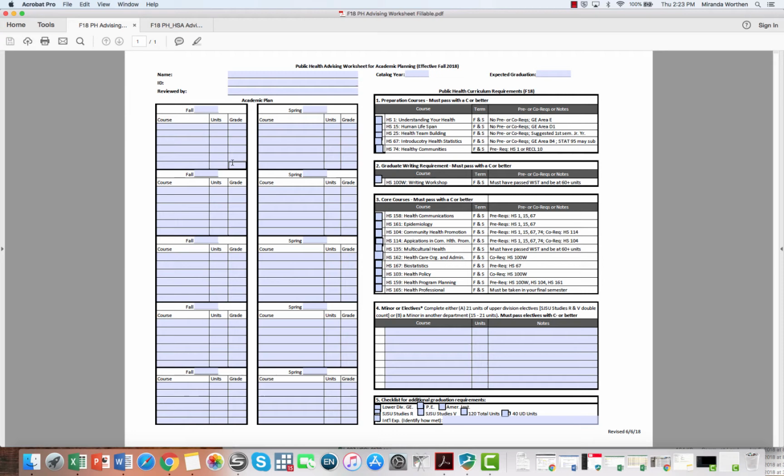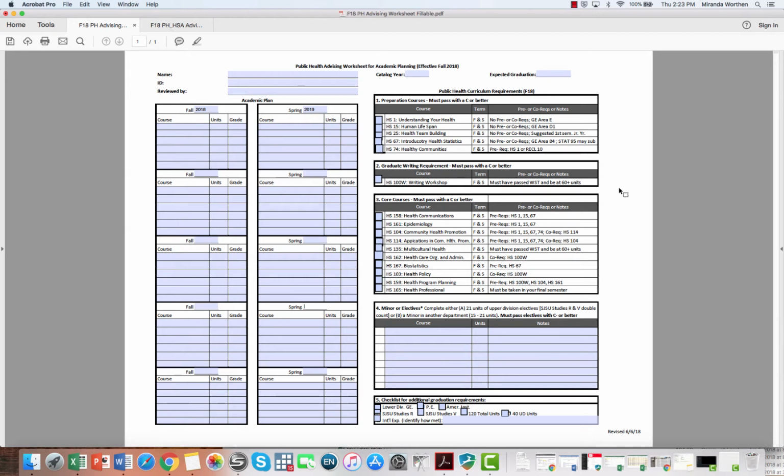What I recommend doing is that if you are starting at San Jose State as a freshman, you start from your first semester. You would write the semester and year. So in fall, let's say you're starting in 2018, then your next semester would be spring 2019, and you'd go on from there, planning out when you anticipate taking your courses.